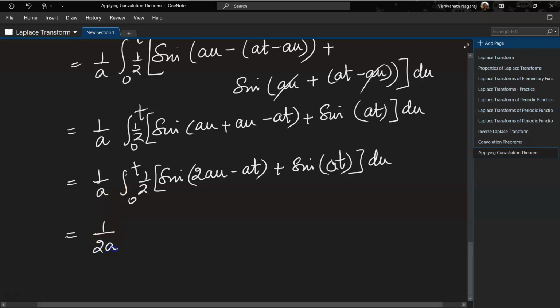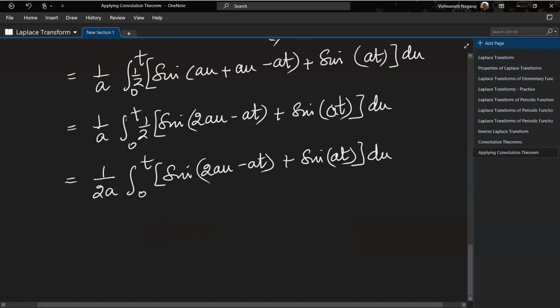So this becomes 1 by 2a, integral from 0 to t of sine(2au minus at) plus sine(at) du. So now what do we do? Let's actually integrate it.